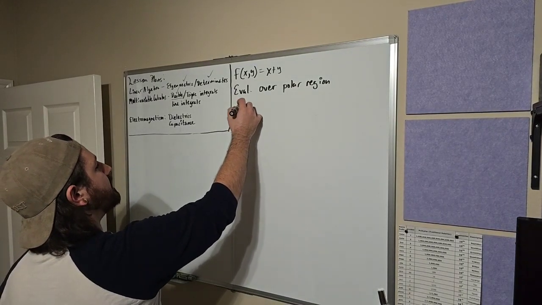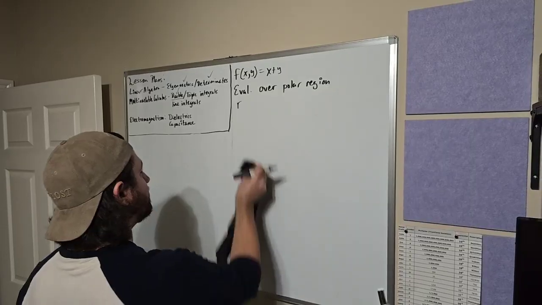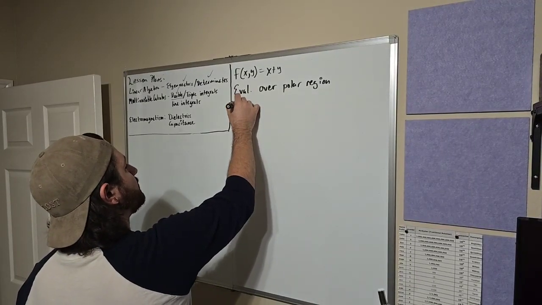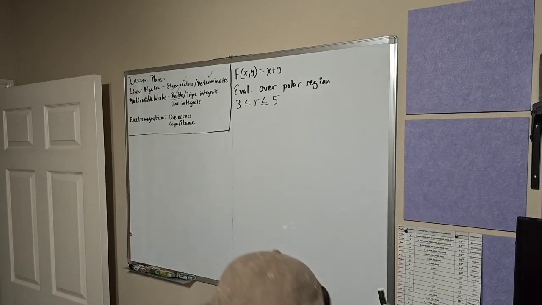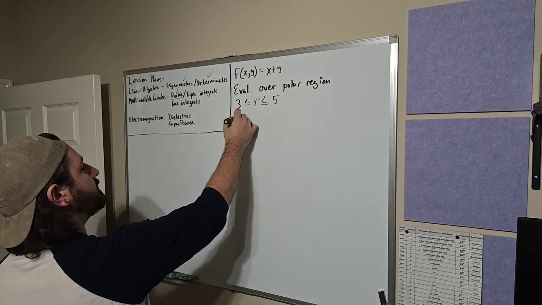Okay, the region is r between 3 and 5. That's fine. It gives us our bounds, but we still have to convert. So 3 is less than or equal to r, which is less than or equal to 5, and then theta from 0 to 2 pi.